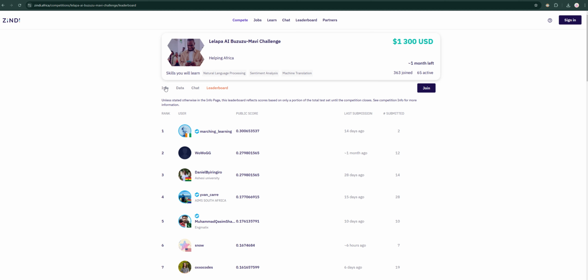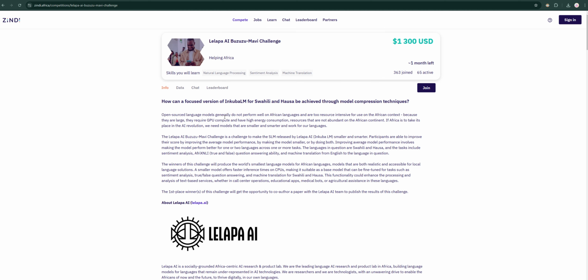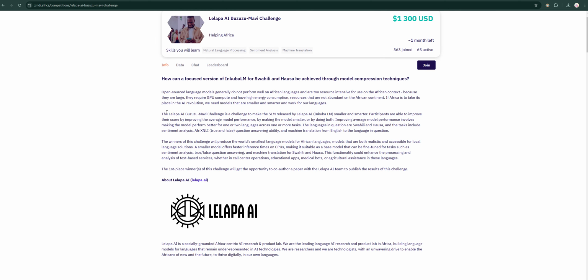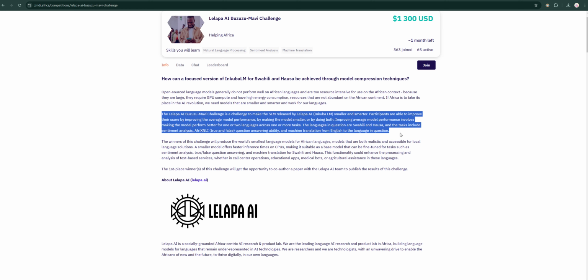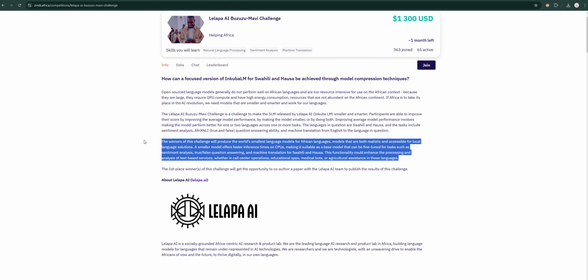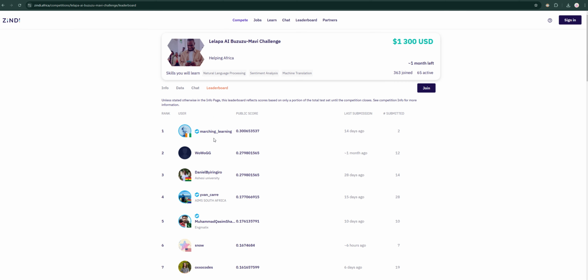This competition isn't just about ranking. It's on a mission to make African language models leaner and smarter, with a special focus on Swahili and Hausa. If you're working with low-resource languages or trying to deploy models in environments where computing power isn't endless, you're in the right place. In this notebook, I managed to hit a 0.11 leaderboard score on the machine translation task alone, and today I'm going to walk you through every step of that journey.